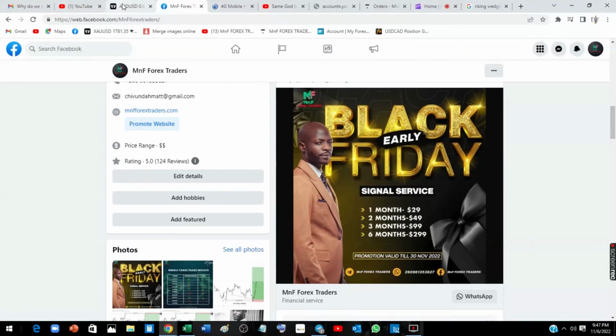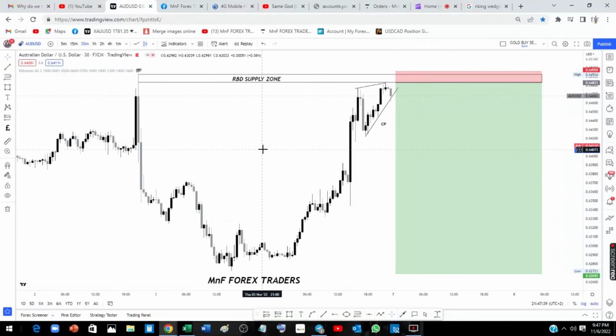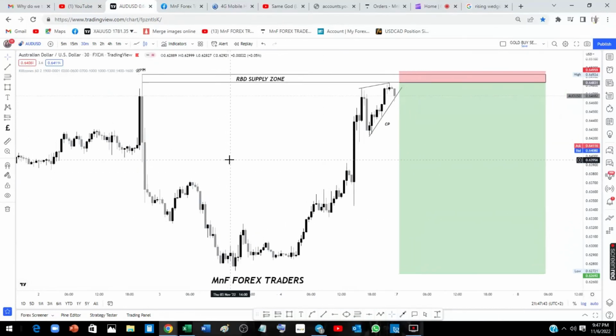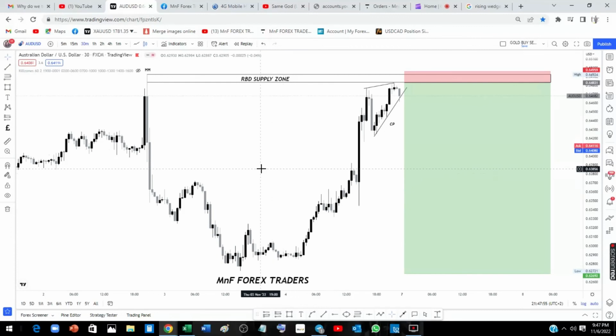All right, so let's see how this trade actually plays out. And I'll make a video about what happens. I'll post it on our Facebook channel right there. We're about 2 to 3 hours from the market opening. So let's see how this market is going to go.